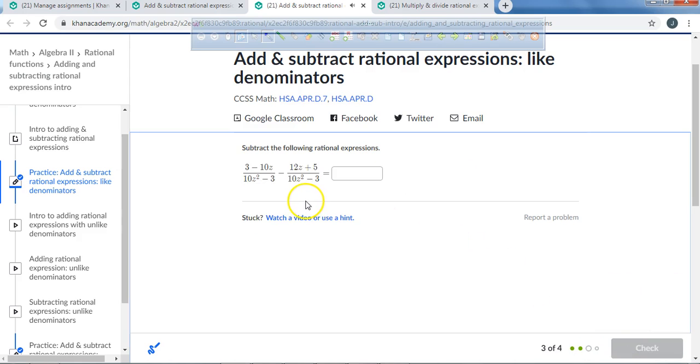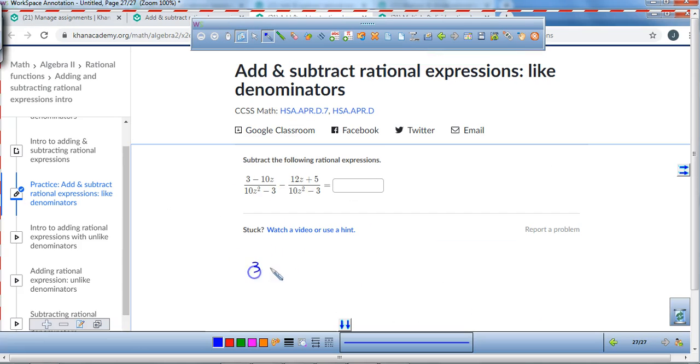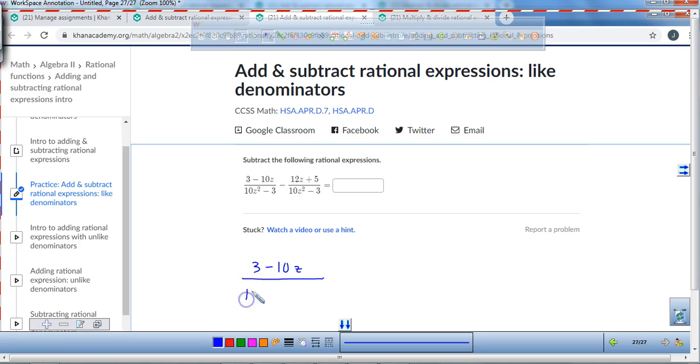Alright, let's do another one. Alright, let's go ahead and tackle this one. Let's go ahead and carefully write it down. We have a 3 minus a 10z. My favorite letter to write. Just kidding. 10z squared minus 3.